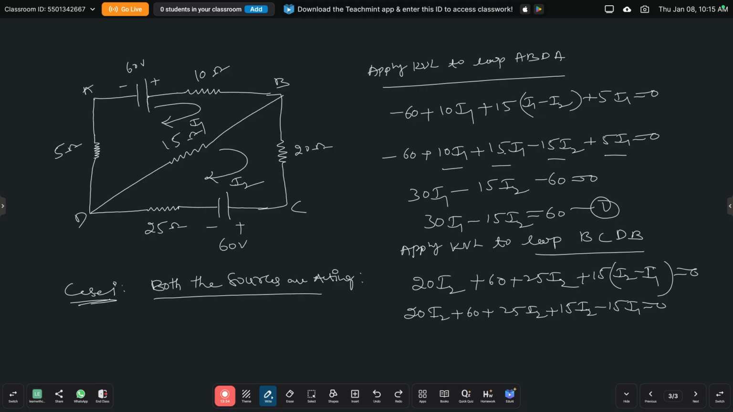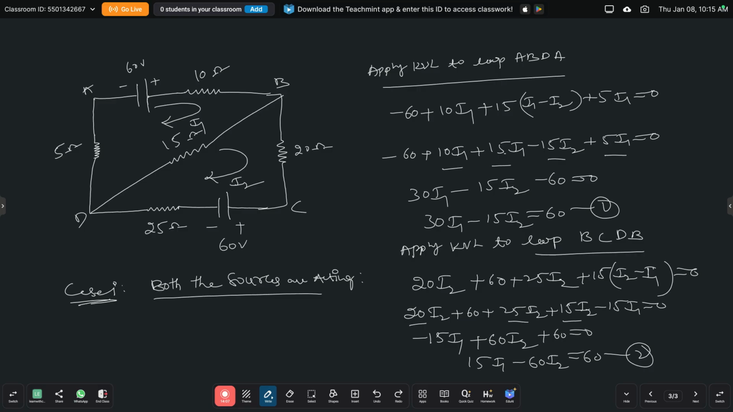Just simplify I1s. Only one, that is minus 15 I1. Next 20 I2 plus 25 I2, 45 I2 plus 15 I2, 60 I2, plus 60 equals 0. Therefore minus 15 I1 plus 60 I2 is equal to 60. So by applying mesh analysis to both the loops, we get two equations. On solving these two equations, we get I1 and I2.